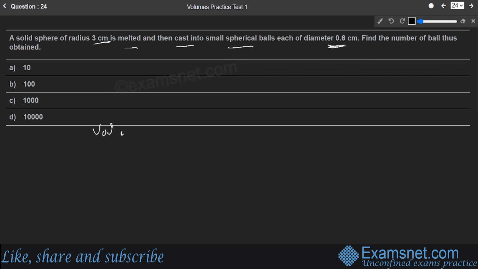So the volume of the big sphere can be calculated as follows. Volume of a sphere is given by 4 by 3 pi r cube. So let us put the values. It's going to be 4 by 3 into pi into r value, which is given as 3. So 4 by 3 into pi into 3 cube. This is what the value becomes.